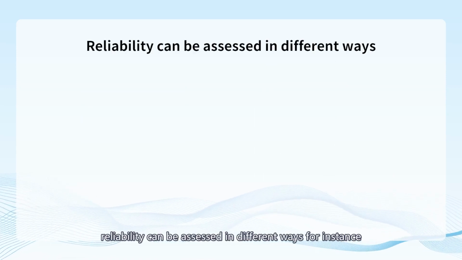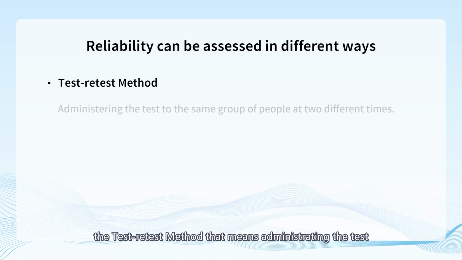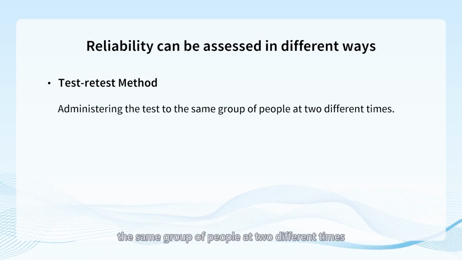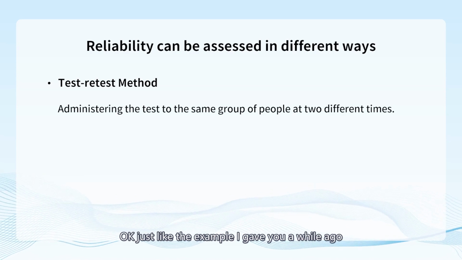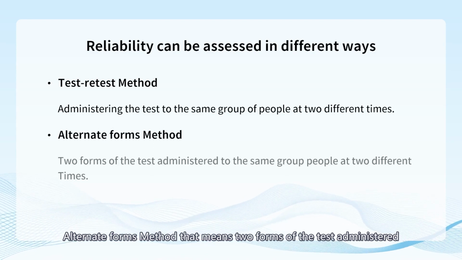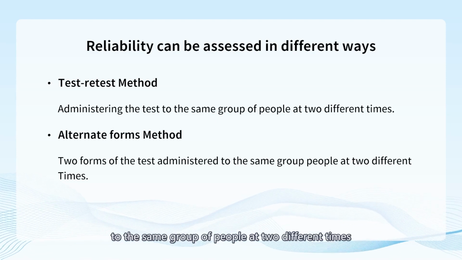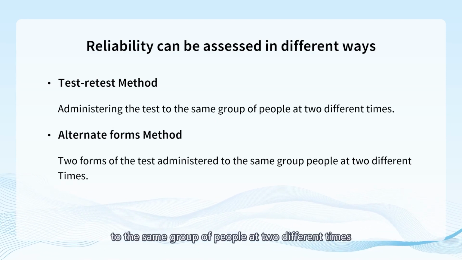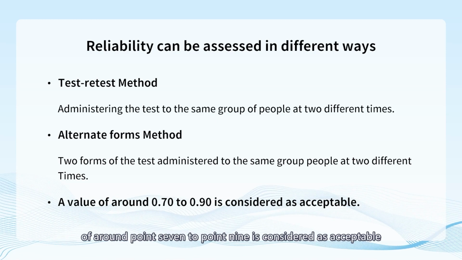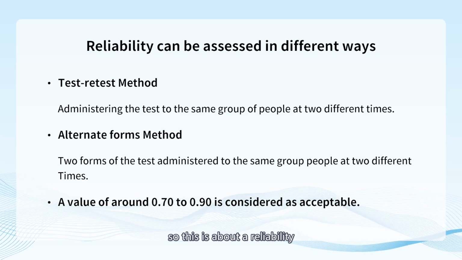Reliability can be assessed in different ways. For instance, the test-retest method. That means administering the test to the same group of people at two different times. Just like the example I gave you a while ago. And the alternate forms method, that means two forms of the test administered to the same group of people at two different times. And a value of around 0.7 to 0.9 is considered acceptable. So this is about reliability.